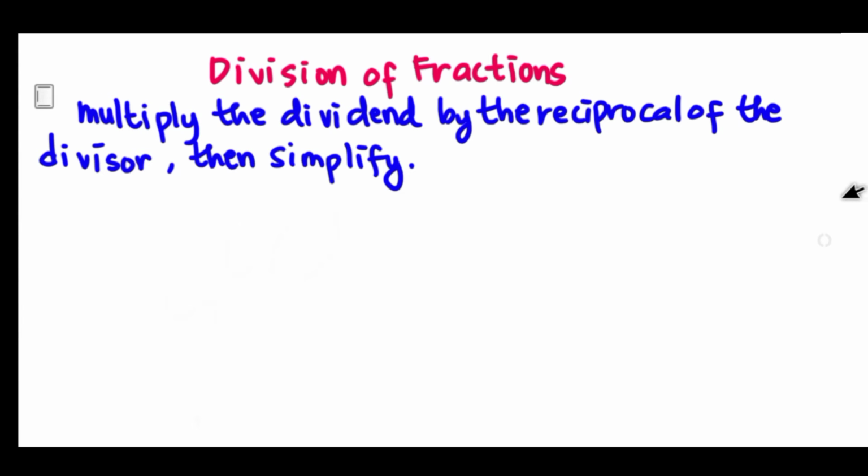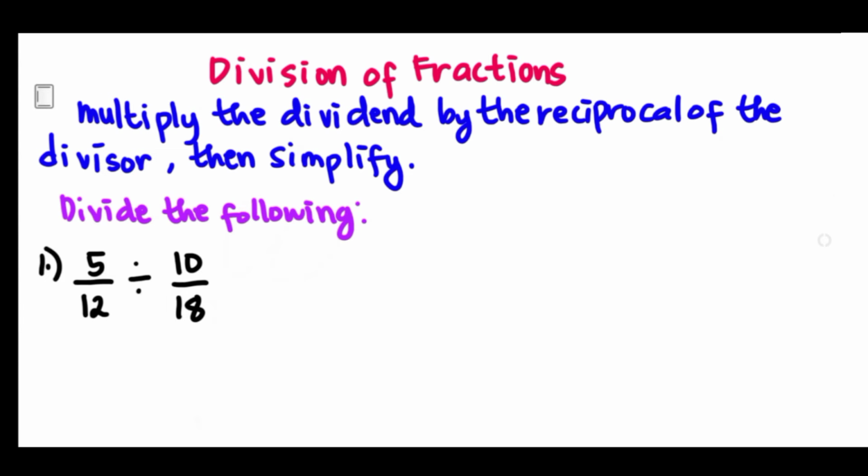So, let's have an example. So, let's divide the following. Number 1, 5 over 12 divided by 10 over 18. So, sabi po dyan, we will multiply the dividend. So, this is the dividend. Yung nauuna po, yan po kasi i-divide natin. So, kopyahin po natin yung dividend na 5 over 12. And then, sabi po dyan, i-multiply daw po. So, from division, naging multiplication na siya sa reciprocal ng divisor.